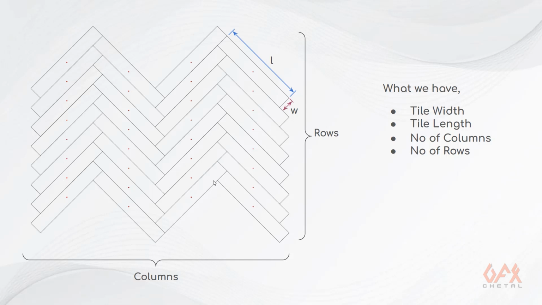As well as we need to know that whenever we are using this particular pattern, the herringbone pattern, we have this 45-degree angle for this diagonal pattern of herringbone. So that angle is 45 degrees, that we know. Okay, so this information we have.